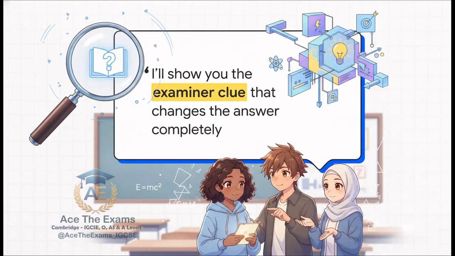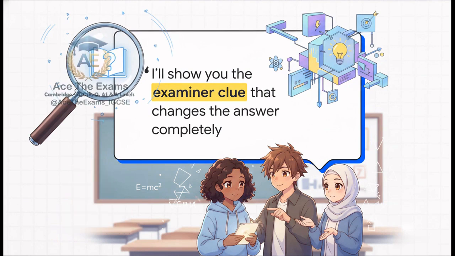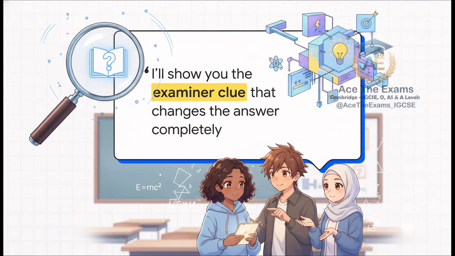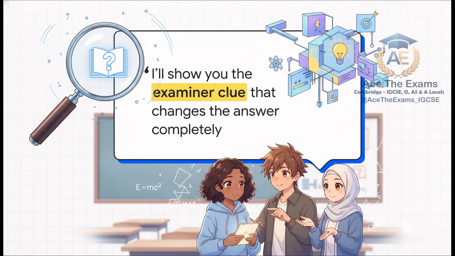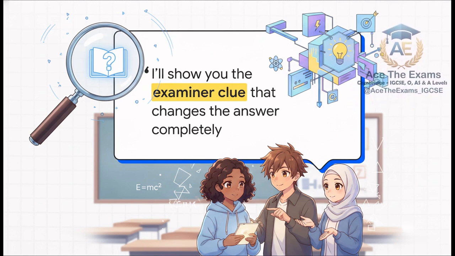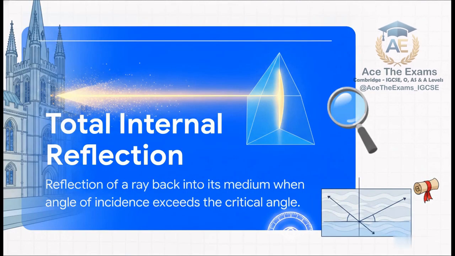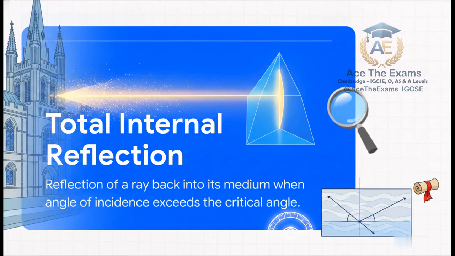Now, in just a moment, I'm going to reveal a specific examiner clue that completely changes how you should approach an answer. But before we get to that massive clue, we need to put this new 4-step framework to the test in a real-world scenario. You really need to see exactly how this framework takes all the guesswork out of the exam and makes the correct answer entirely obvious. So, let's apply step 1 of our framework to a classic Cambridge-style example, total internal reflection.